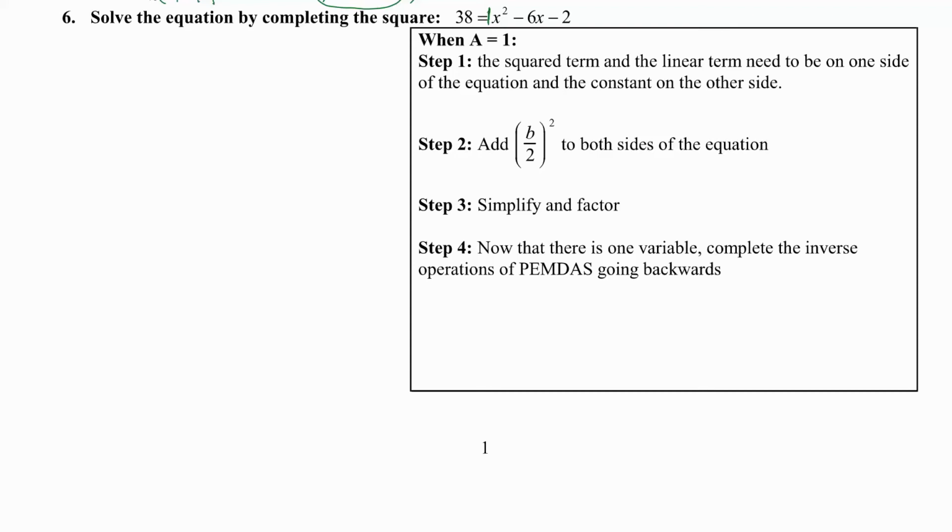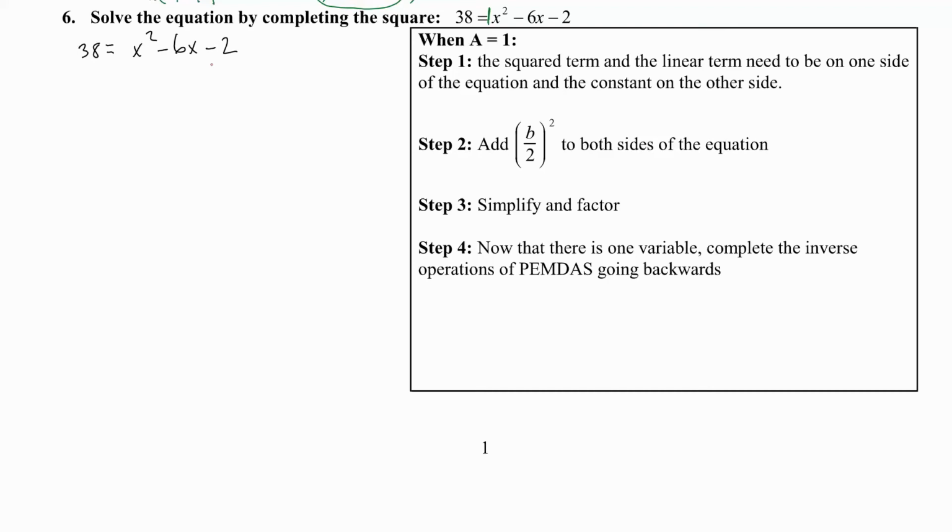Basically, we want to put the variables on one side and the numbers on the other side. So let me copy down that equation. We have 38 equals x squared minus 6x minus 2. Okay, so we want to make sure x squared and x to the first are on the same side, the squared term and the linear term.